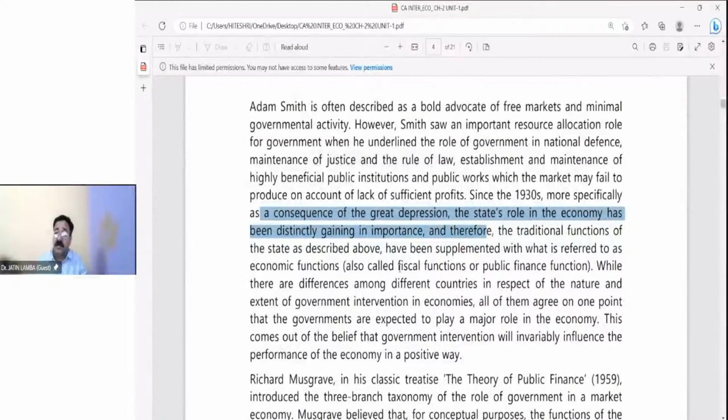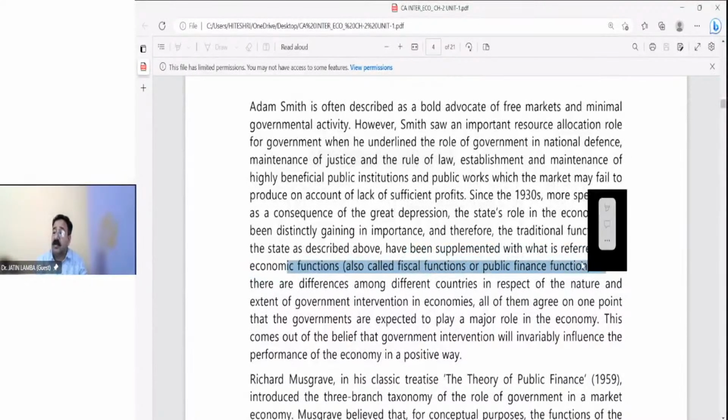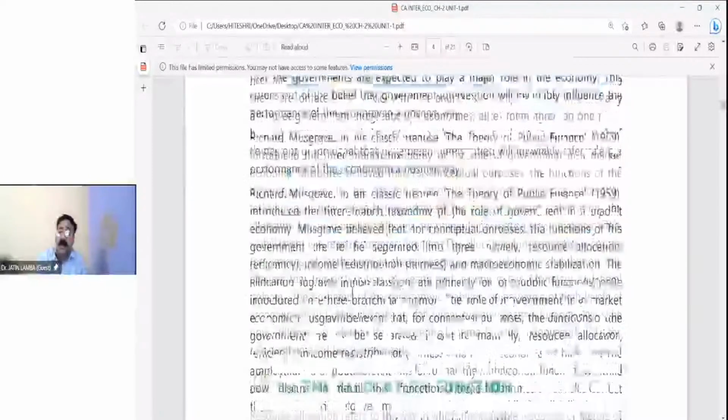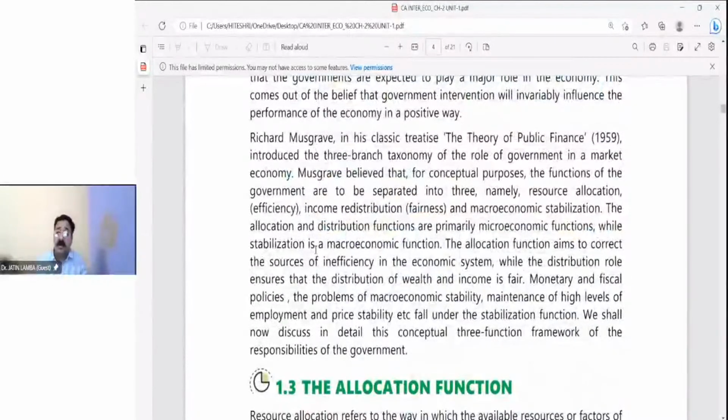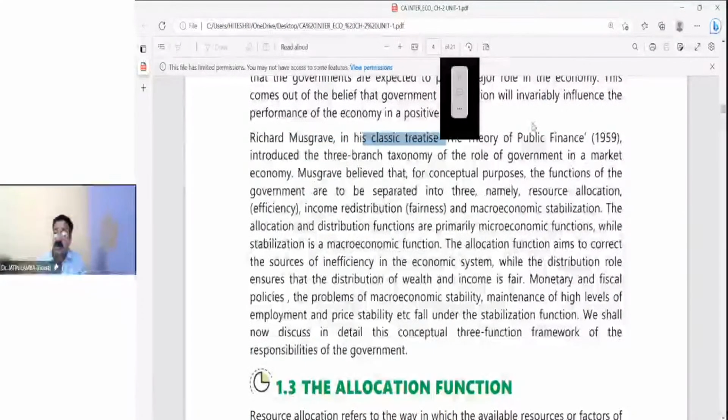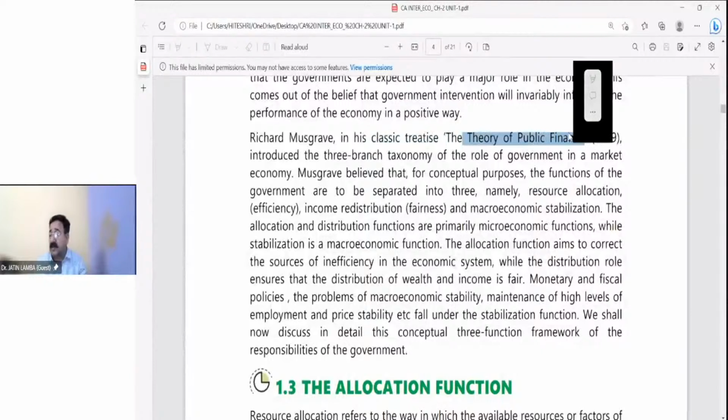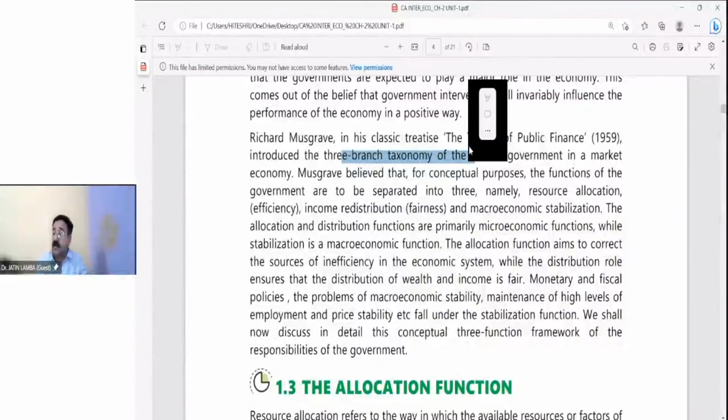So the traditional functions of the state described above have been supplemented with the economic function, also called fiscal function or public finance function. It means the government has to intervene and control things whenever it is necessary, right? Now Richard Musgrave, in his classic book of 1959, The Theory of Public Finance, introduced a branch taxonomy. That taxonomy we are going to study here.